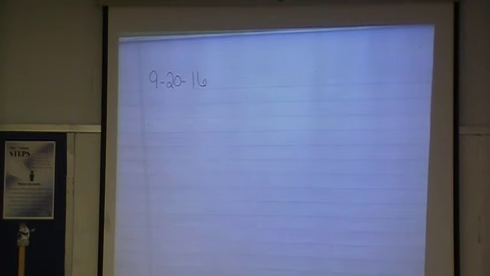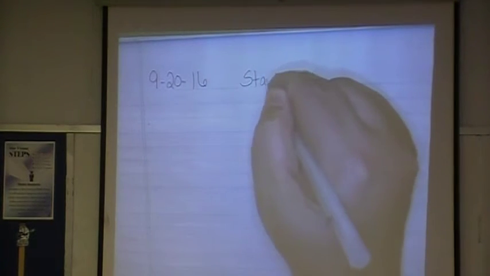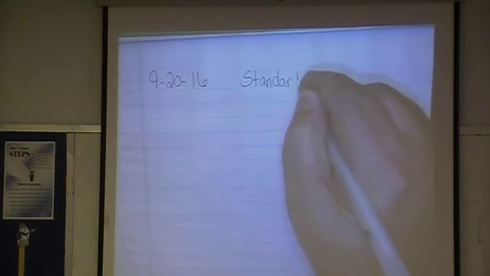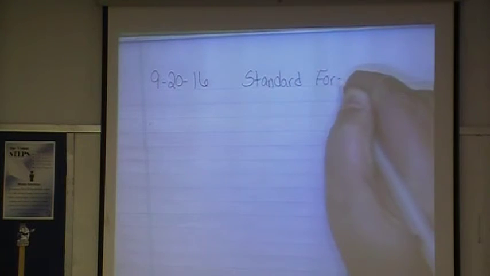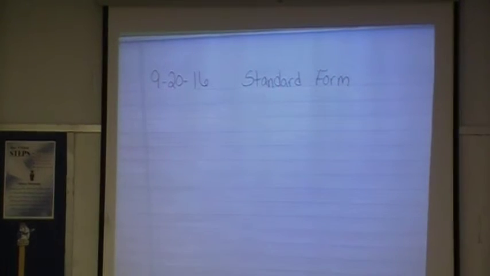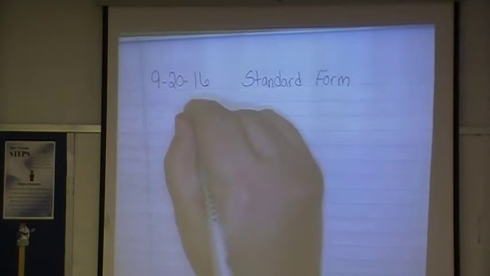Alright guys, so today's lesson is on standard form. Yesterday we talked about slope-intercept form. Slope-intercept form is y equals mx plus b. Today we're going to talk about the other equation of a line, which is standard form.